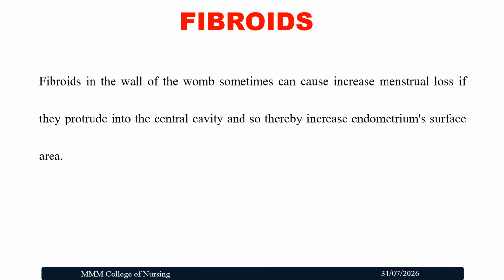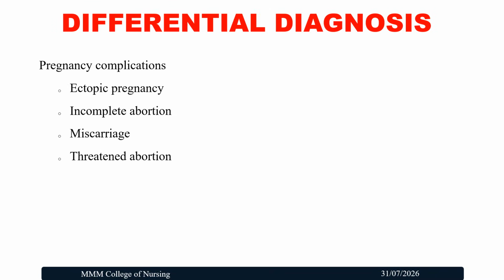Next one is fibroid. A fibroid in the wall of the womb can sometimes cause increased menstrual loss if it protrudes into the central cavity, thereby increasing the endometrial surface area. So these are the causes for the additional endometrial lining.